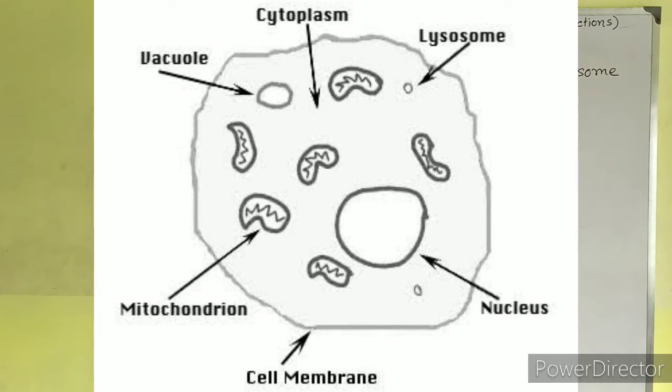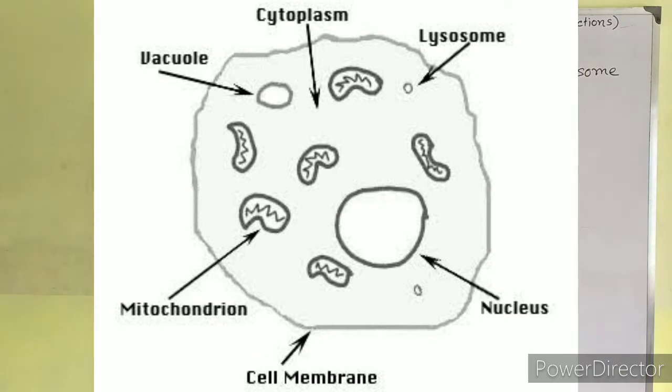Next we will learn about the cytoplasm. Cytoplasm is a thick jelly-like fluid inside the cell membrane. It occupies the space between the cell membrane and the nucleus, as you can see in the diagram. All the life functions take place in the cytoplasm.